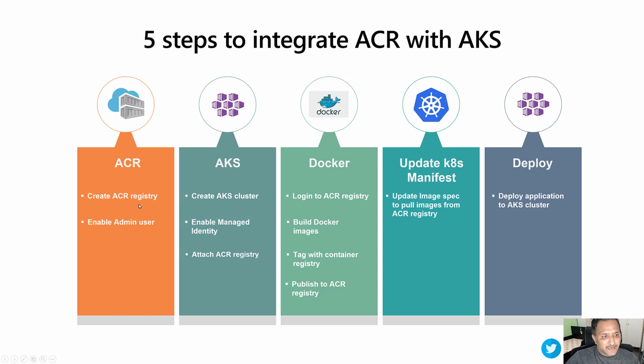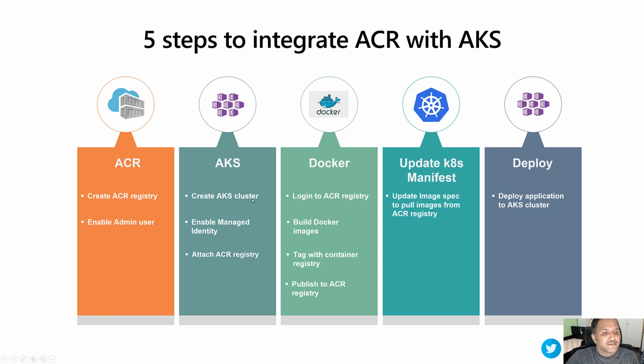Once we had the cluster and the container registry ready, we moved on to the Docker side of things, where we logged into the ACR registry using the Docker login command and the username and password associated with this ACR registry. Then we built the Docker images, tagged them with the name of the container registry, and finally published them onto our private registry. Once we had the Docker images published, we modified the Kubernetes manifest files, which pull these images from the ACR registry. And finally, we deployed them onto the AKS cluster.